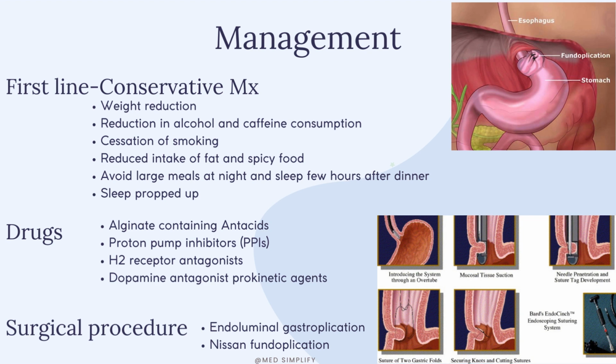The drugs used to treat gastroesophageal reflux disease are alginate-containing antacids, proton pump inhibitors, H2 receptor antagonists, and dopamine antagonist prokinetic agents. Commonly used proton pump inhibitors are omeprazole and pantoprazole. Examples of H2 receptor antagonists are ranitidine and famotidine. Severe disease may need surgical procedures, which are endoluminal gastroplication and Nissen fundoplication.